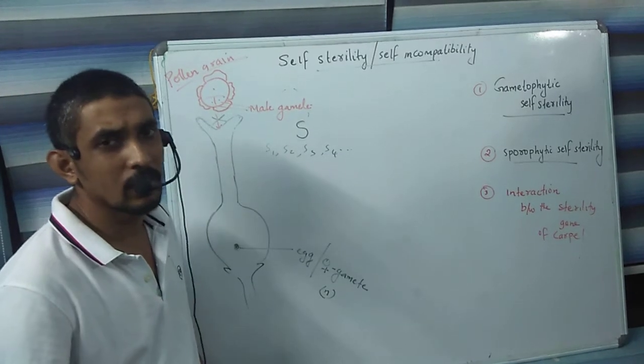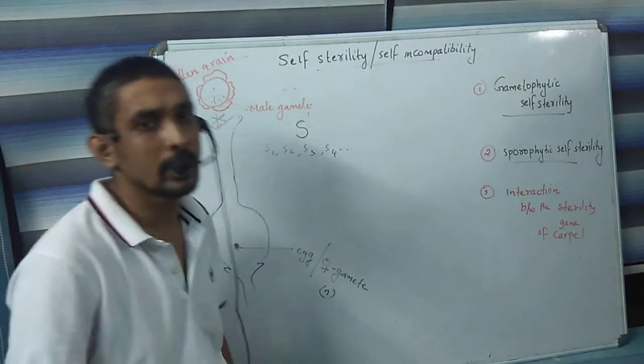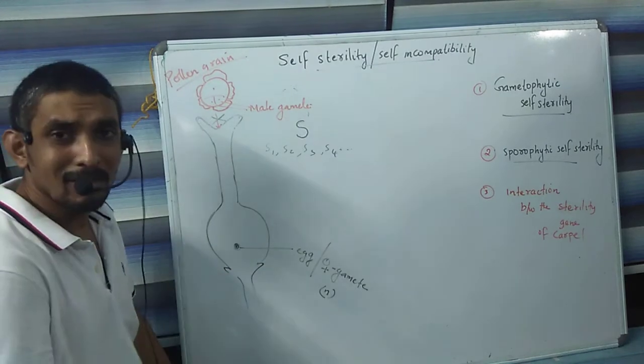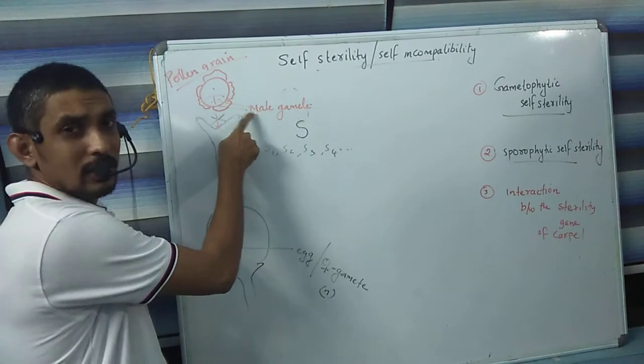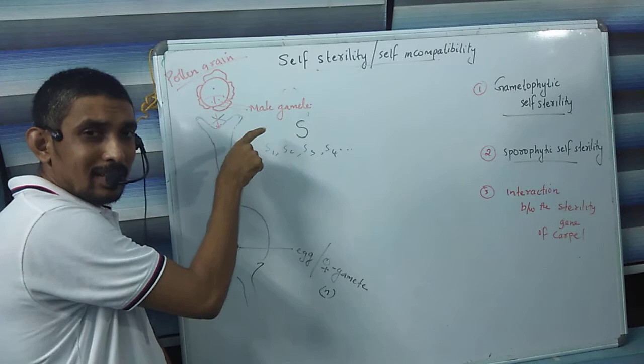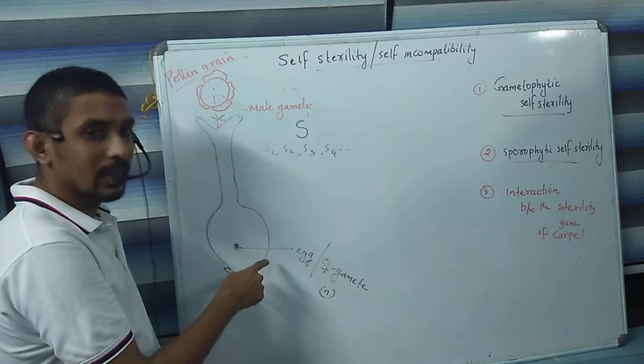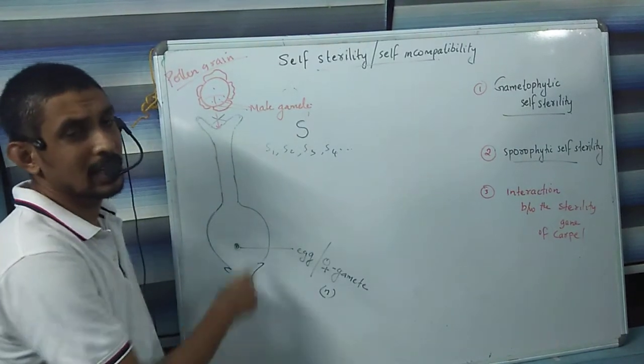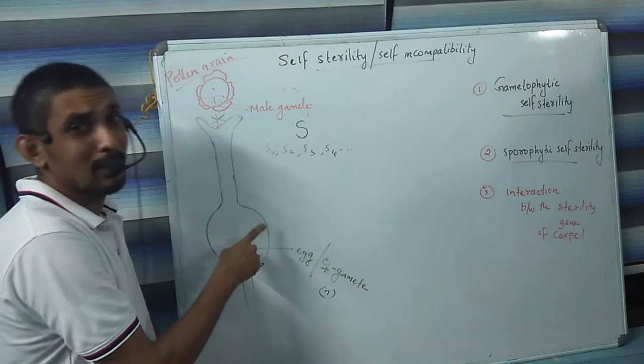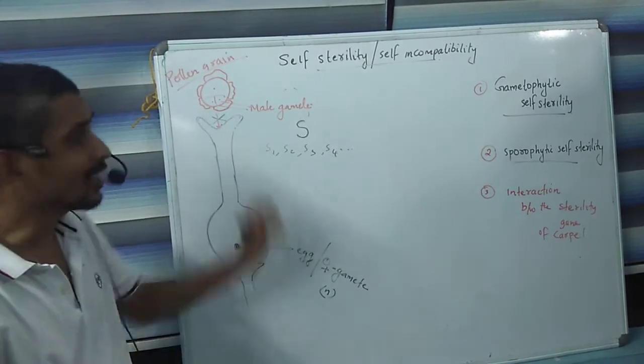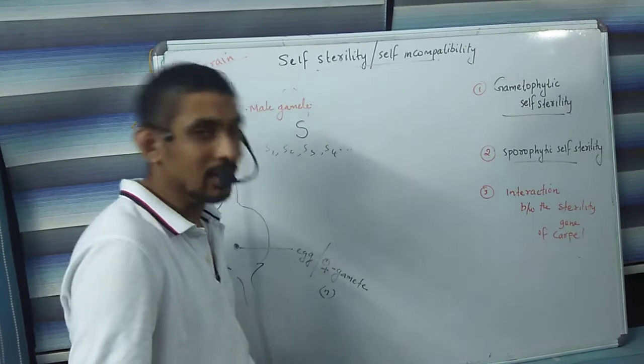Here I would like to deal with self-sterility or self-incompatibility. It is a condition in which the two male gametes present within the pollen grain fail to fertilize the female gamete, the egg present within the carpel of the same plant. That condition is known as self-sterility.